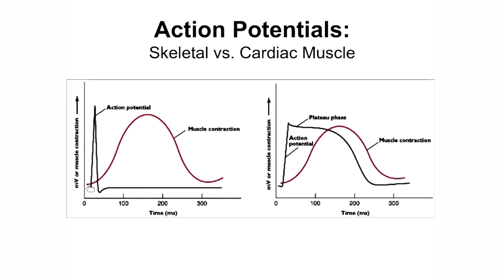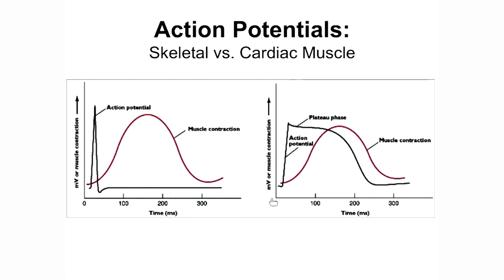If you focus for just a minute on the red line that you see right here, this is actually a line representing tension being generated by the muscle. And you'll notice that following that action potential or that electrical signal that tells the muscle to contract, we actually have tension being generated, and we see the muscle contracting in response to that. If you look over here on the right side of our diagram, this is the action potential for a cardiac muscle, and you'll notice that it's a little bit different.